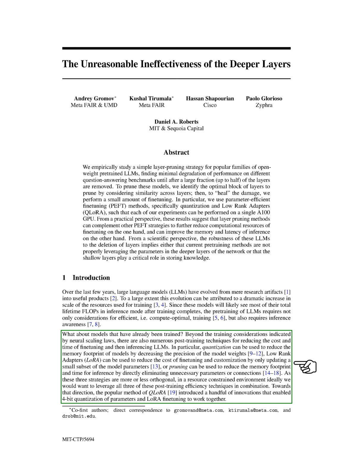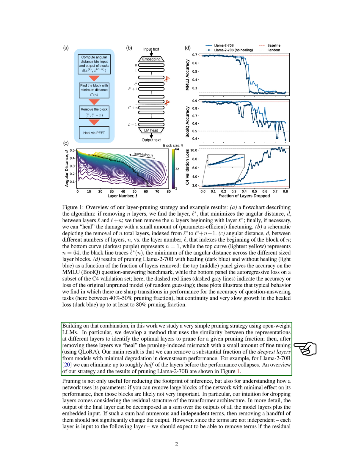Post-training techniques such as quantization, low-rank adapters, LoRA, and pruning are crucial for reducing the cost and time of fine-tuning and inference. These strategies can be combined to enhance efficiency in resource-constrained environments. Our focus is on a simple pruning strategy for open-weight LLMs, where we identify and remove optimal layers based on their similarity to maintain performance.